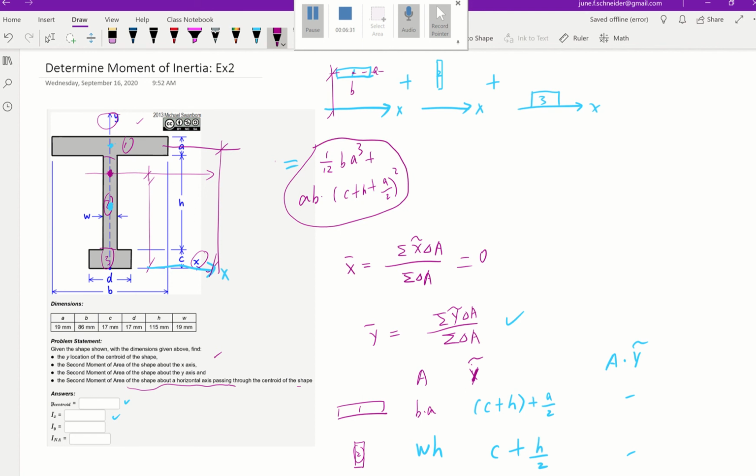Now let's look at the middle rectangle. The same thing, we know the centroid for this goes through its own centroid, so that's going to be 1/12.